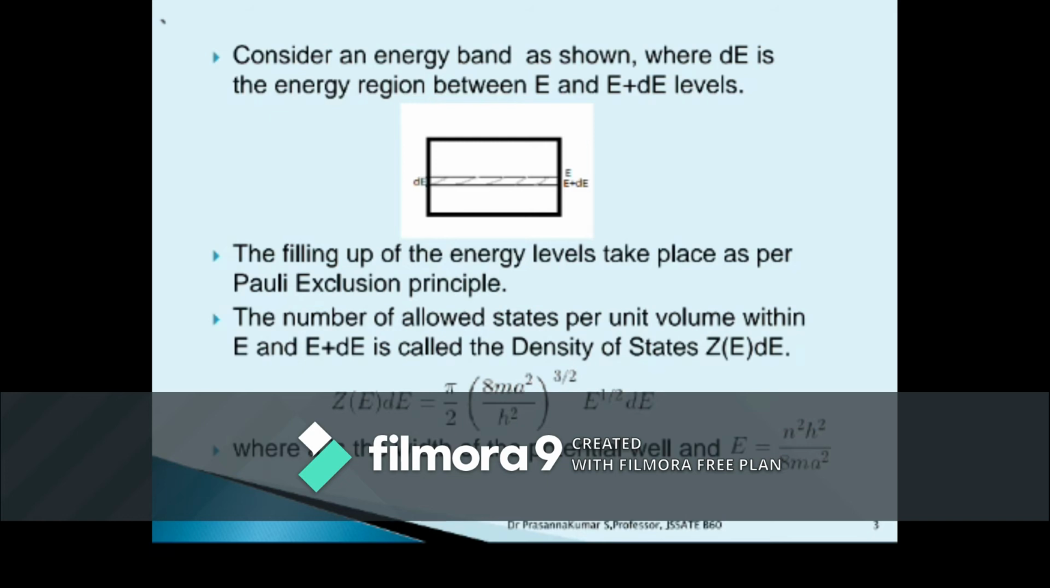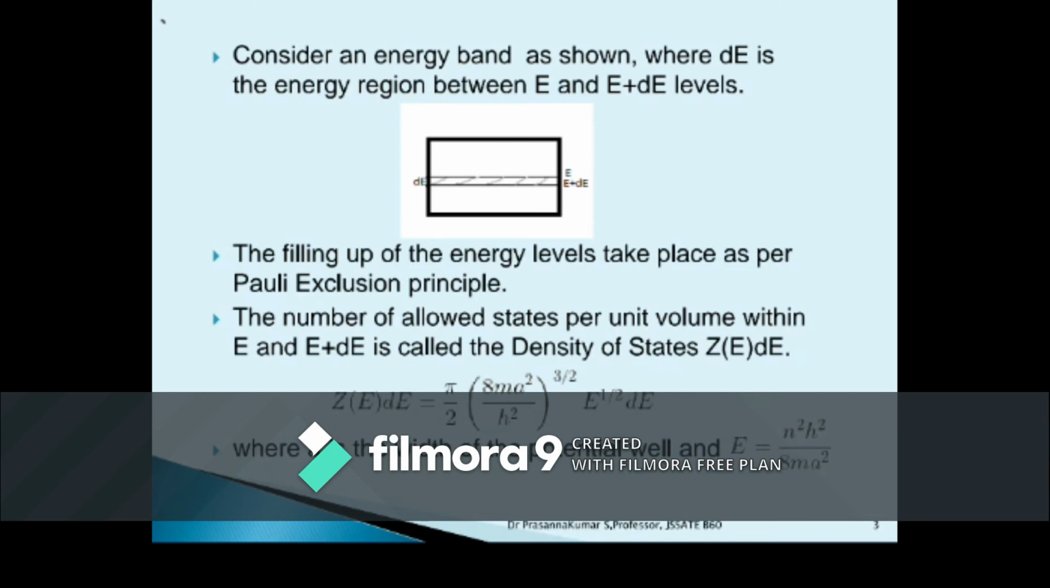Now within the range of energy, if you consider E and E plus dE, the number of states allowed per unit volume within the small region of energy space is called the density of states. You understand now? So there are so many states available. How many of them are available is represented by Z of E dE. Z of E dE is given by pi by 2 within the bracket 8 m a square by h square to the power 3 by 2 E power 1 by 2 dE.